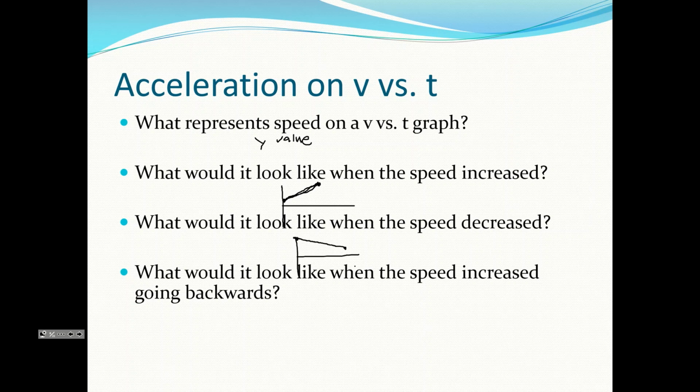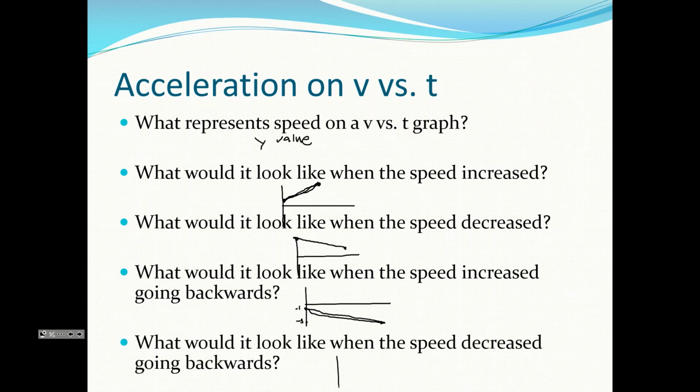What about if I'm going backwards? Well, what does going backwards look like on a velocity time graph? Well, that means I'm under here, right? So if I want to increase my speed, here is a speed of like -1. Here's -5. So I'm going to go from 1 to 5. Oh, that's my speed increasing on a velocity time graph.